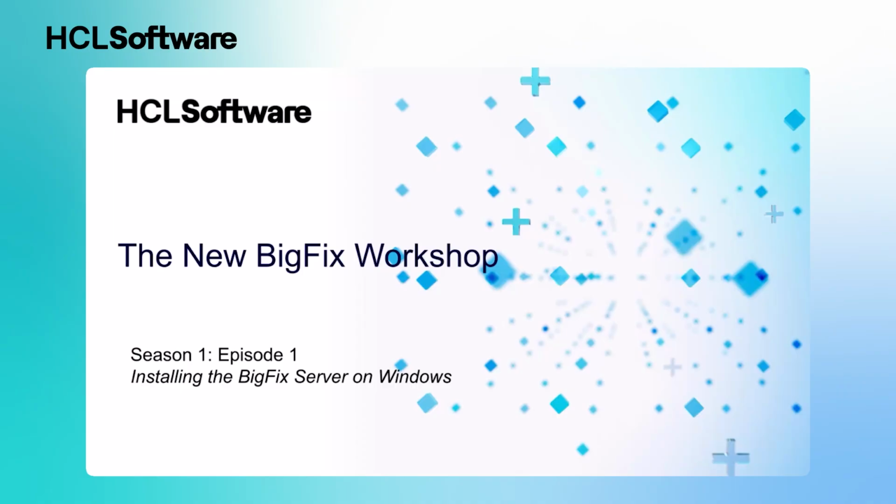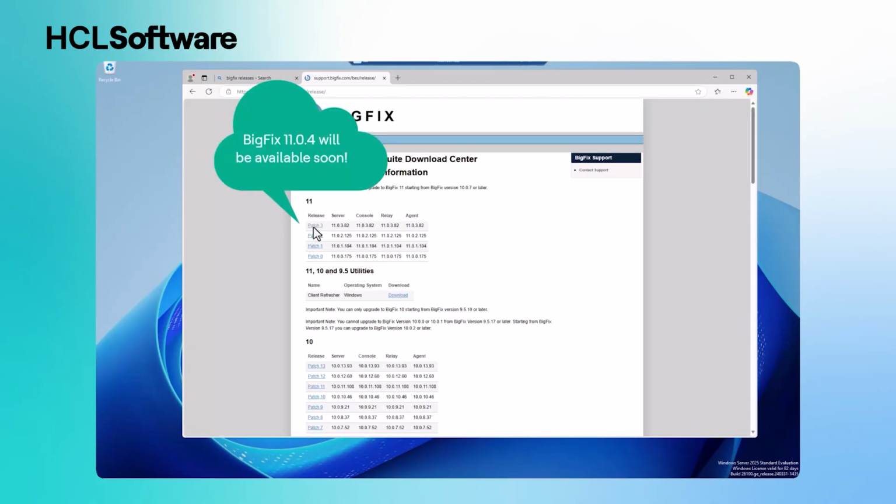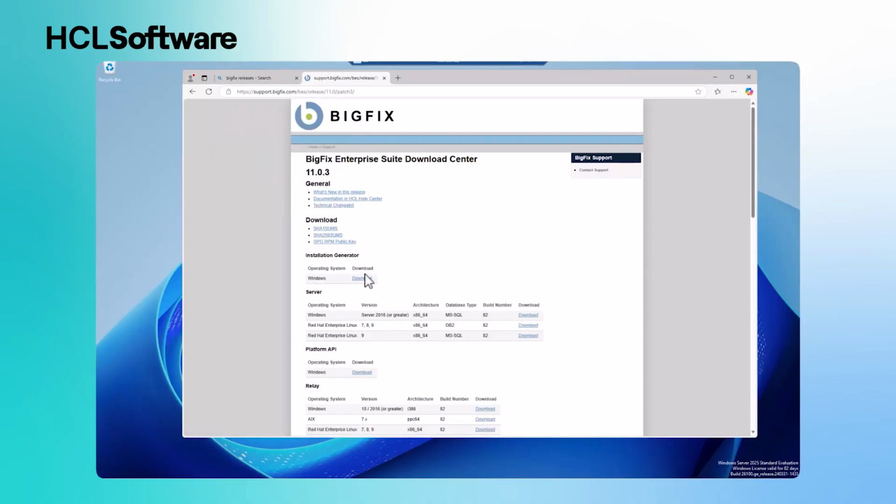Today's episode, we're going to install the BigFix server on Windows. First step is we need to go to the BigFix releases page and download the latest release of BigFix. We're going to download the installation generator, which is for Windows only. And once the download is complete, we're going to click on Open File, and we're going to extract the installer.